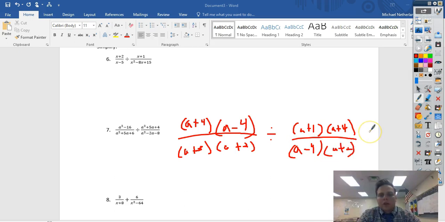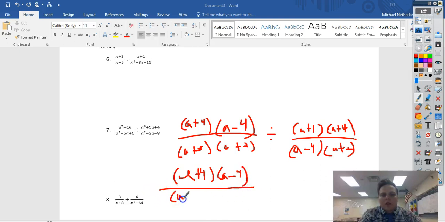Okay. So then, you guys can either do the butterfly method or the keep change flip method. This time I'm going to do just the keep change flip. Last time I did butterfly. So keep change flip means we're going to keep this numerator the same. So I'm just going to have a plus 4 again. Alright, then I'm going to have a minus 4 divided by a plus 3 times a plus 2.